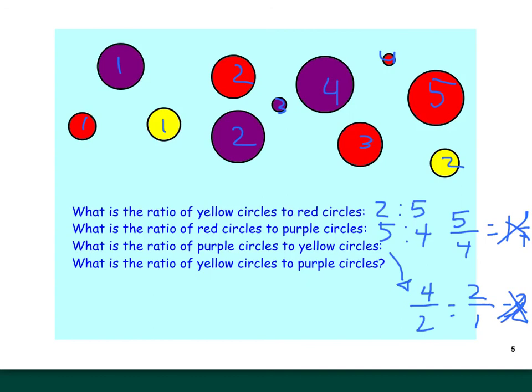Letter D says the ratio of yellow circles to purple circles. Well, I have 2 yellow circles, and I have 4 purple circles. Again, I need to make sure I reduce. My final ratio would be 1 to 2, since 2 and 4 both are divisible by 2.